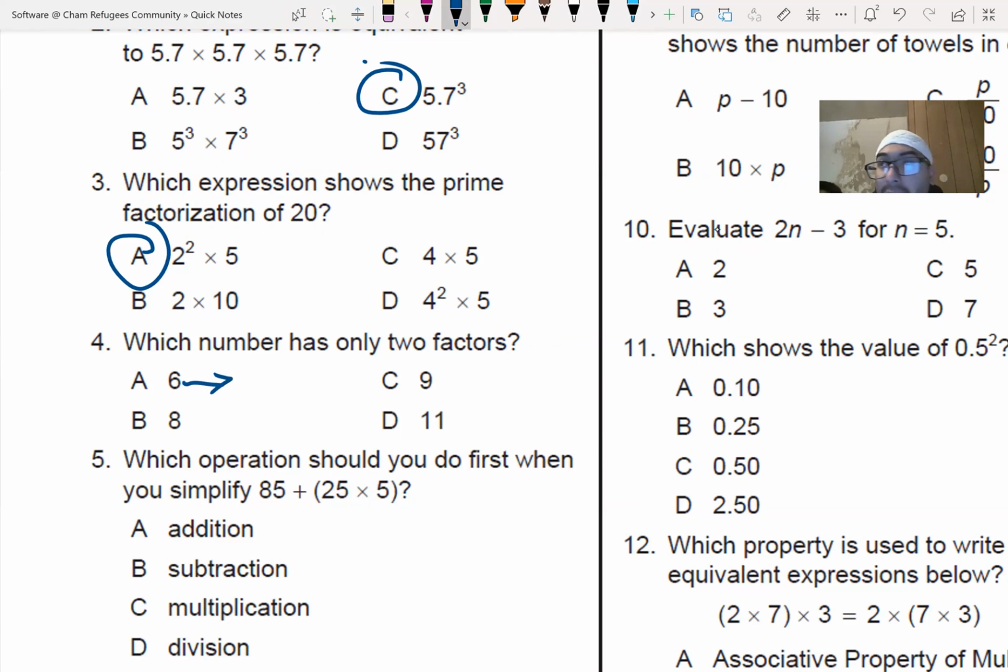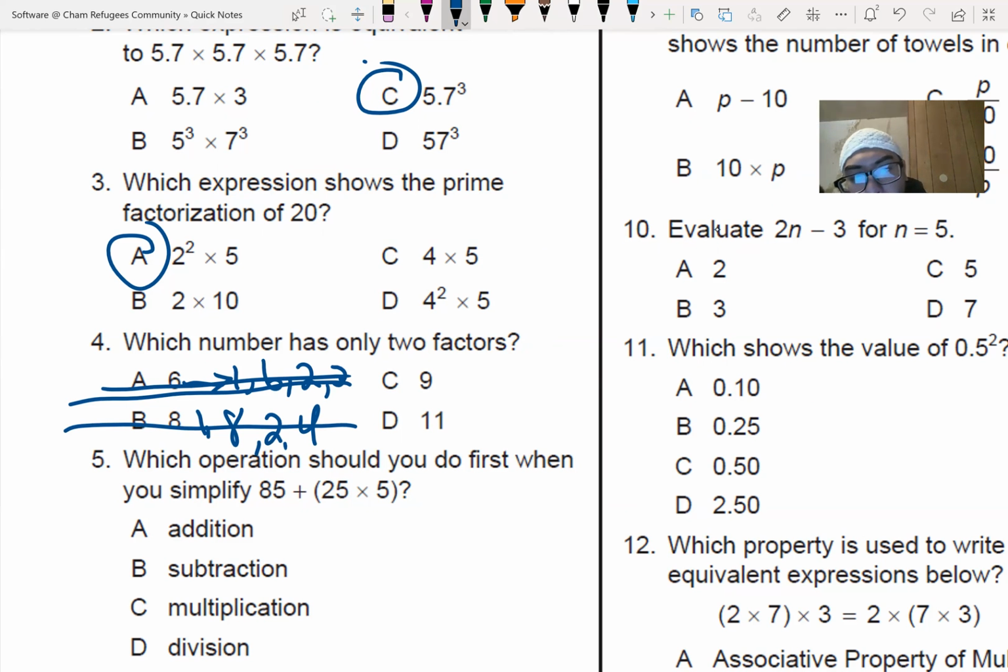So we have this. We say 6, right? Let's see what the factors are. We can do 1 and 6, but we can also do 2 times 3, right? So it's not that one, okay? So now let's take a look at B. We can do 1 times 8, and we can also do 2 times 4. So again, that has more than 2 factors, so we'll cross that one out.